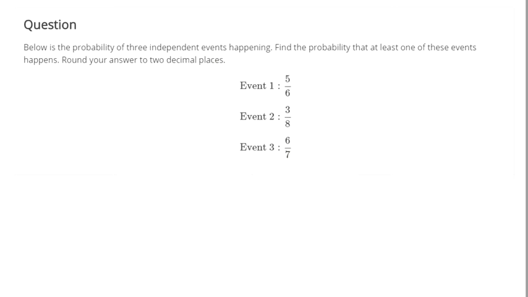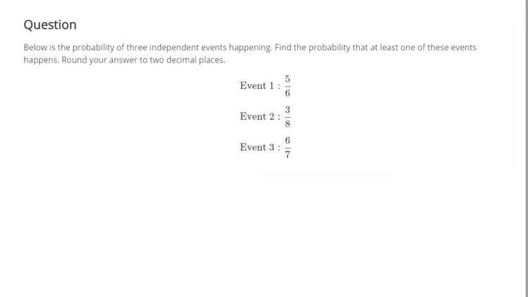So below is the probability of 3 independent events happening. Find the probability that at least one of these events happens. Okay, so this one is kind of tricky because it doesn't give us any real-world context to help us think it through. But we could do that.